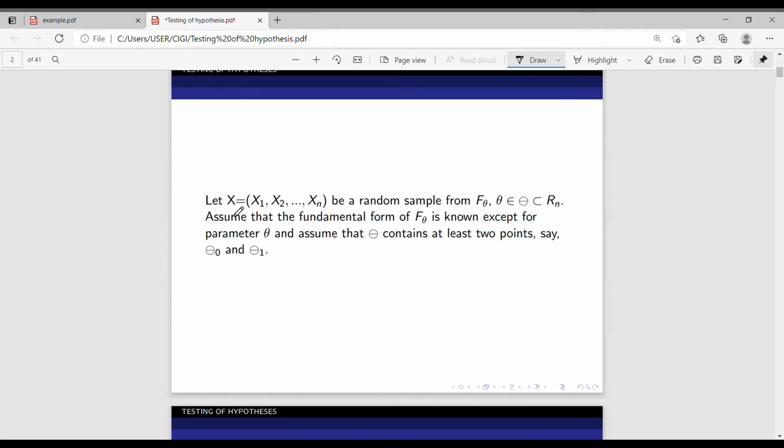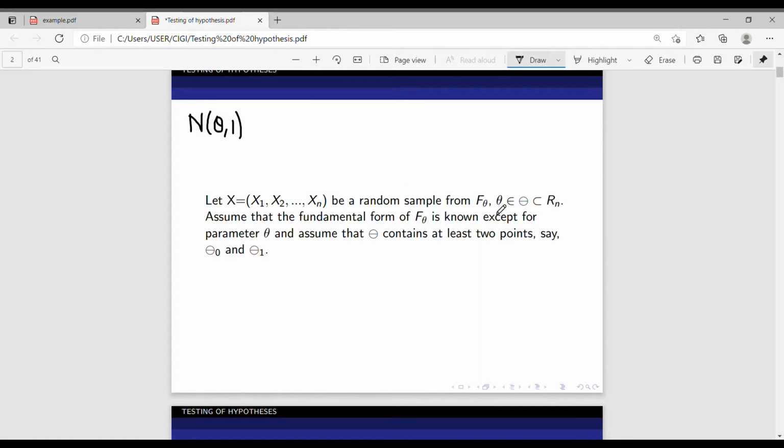So going to the first statement, let X equal to X1, X2, ..., Xn be a random sample from F theta, where theta belongs to capital Theta, a subset of R. Here capital F theta denotes the distribution of the population from which we drew the random sample X. For example, let's take a normal distribution with mean theta and variance equal to 1. So we drew a random sample from this distribution, normal with mean theta and variance 1.